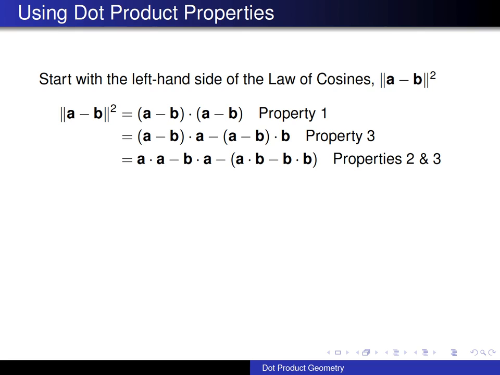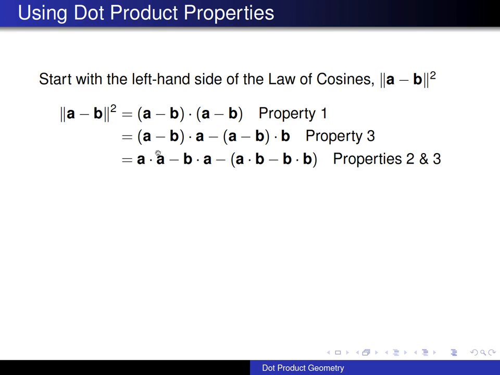Also, the way it was defined in that list of properties, we distribute through what's in front of the first vector, and so you could think about really moving this A over here, A dot A minus B, to get these two terms.